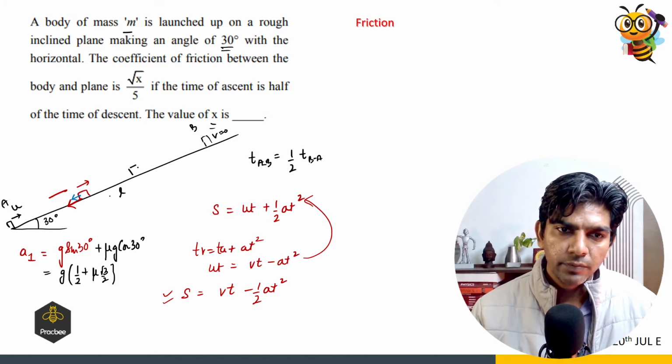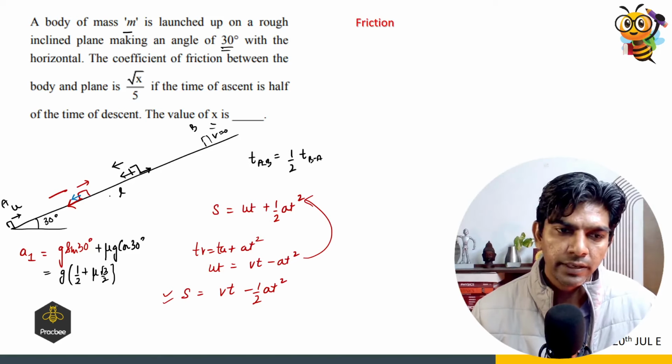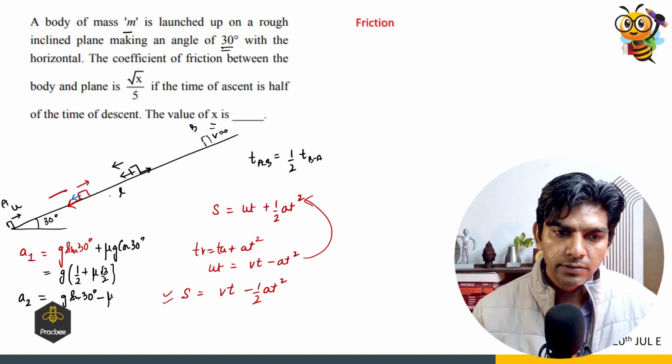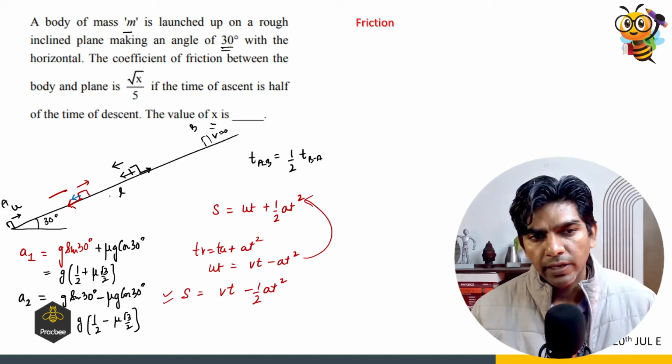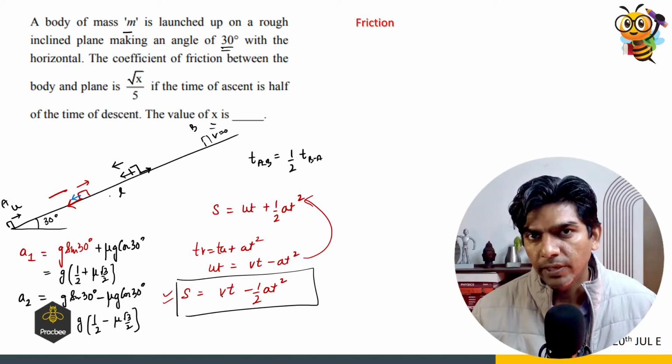Similarly, if the block is coming down, the frictional force will be acting up the incline, and the weight component is acting down the incline. So while coming down, the acceleration will be g sin 30 minus mu g cos 30. This can be written as g times 1 by 2 minus mu times root 3 by 2. So while going from A to B, I'm going to use this relation where we have v as the final velocity.